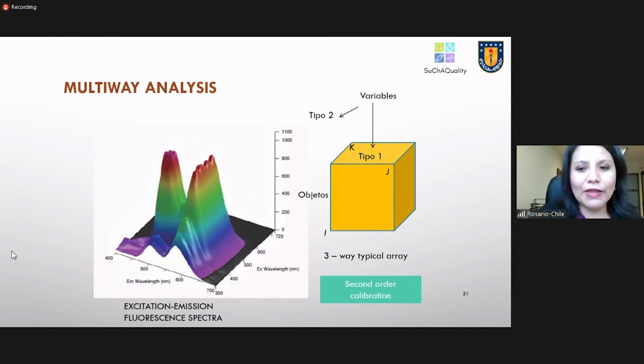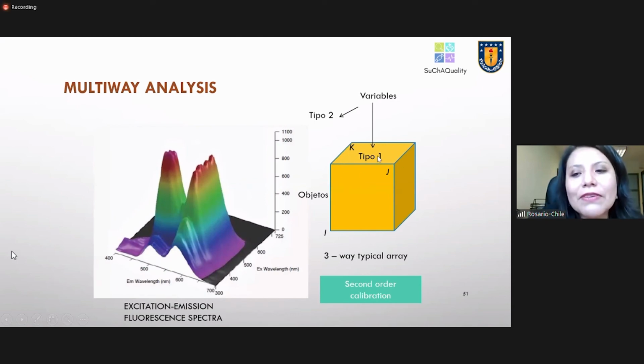So now we can think of the array of data as a cube where, for example, these rows will be assigned to the objects, sample 1, sample 2, sample 3, and so on. And this coordinate will be assigned to one mode, for example the excitation wavelength of fluorescence, and this K-axis will be associated with the emission wavelength, okay?